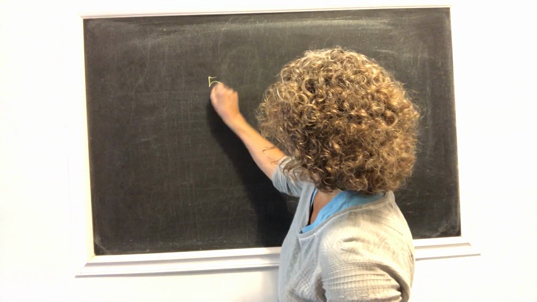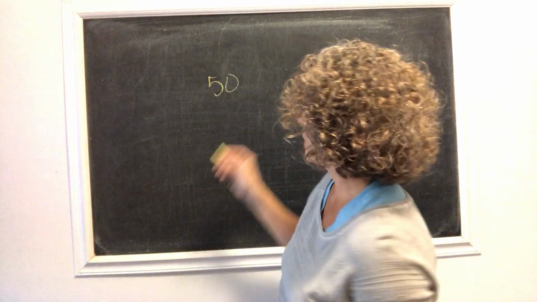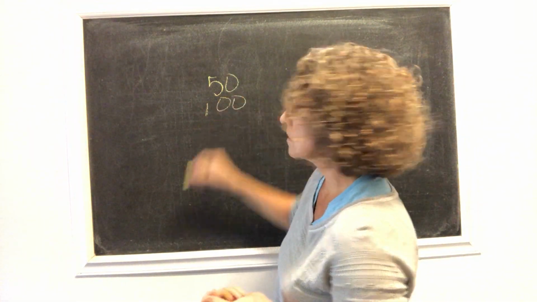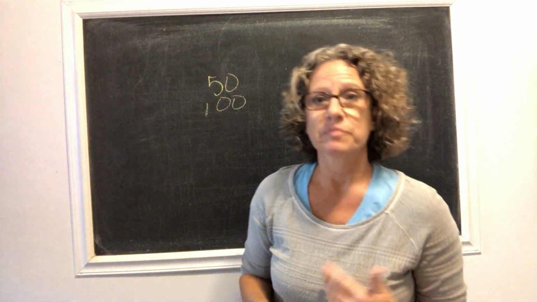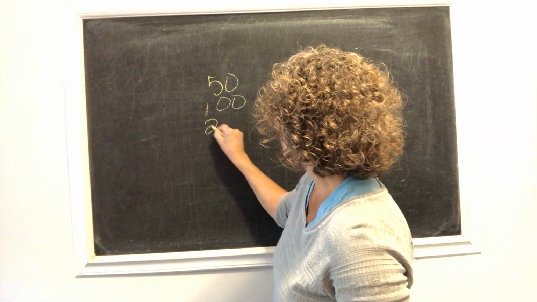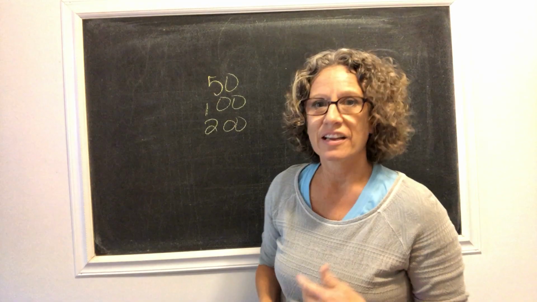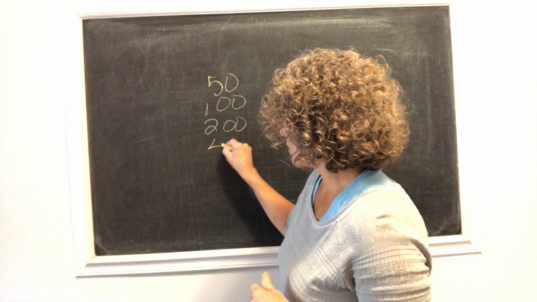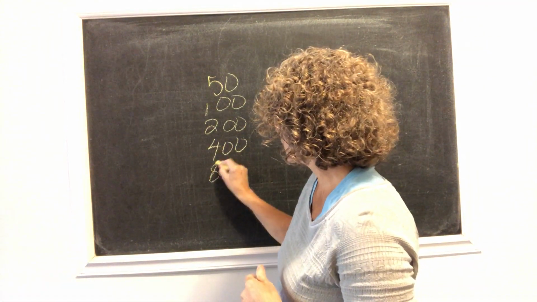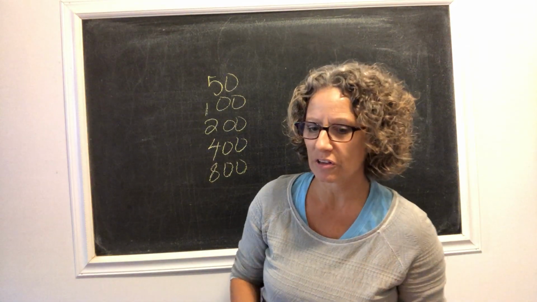If I start with $50, on the next day it's going to be 100 because it's doubled. If I double 100, it's going to turn to 200. Then it's going to go to 400 and 800, and I am going to be very wealthy very quickly.